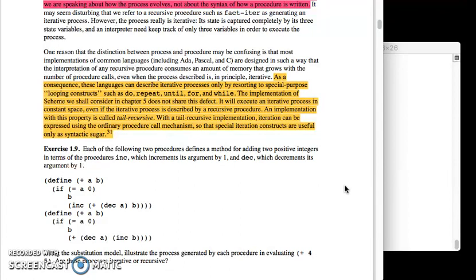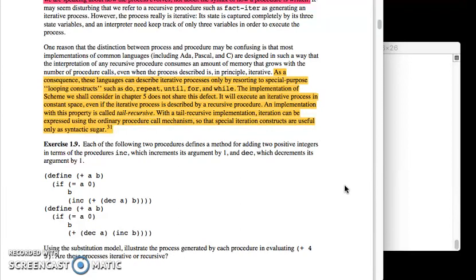The implementation of Scheme we shall consider in Chapter 5 does not share this defect. It will execute an iterative process in constant space, even if the iterative process is described by a recursive procedure. An implementation with this property is called tail recursive. With a tail recursive implementation, iteration can be expressed using only the procedure call mechanism, so that special iteration constructs are useful only as syntactic sugar.